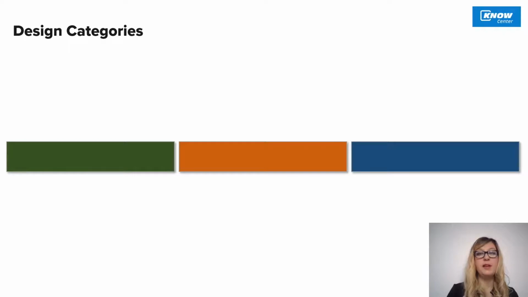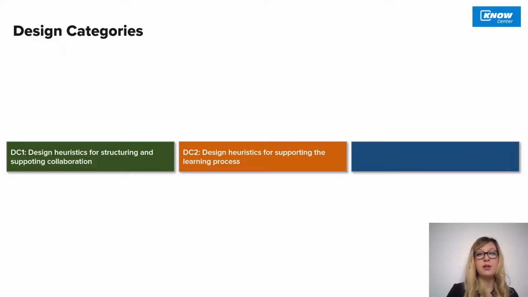We developed 3 design categories into which these design heuristics fall. Design category 1, structuring and supporting collaboration. Design category 2, supporting the learning process. And design category 3, structuring, visualizing, and navigating learning content.